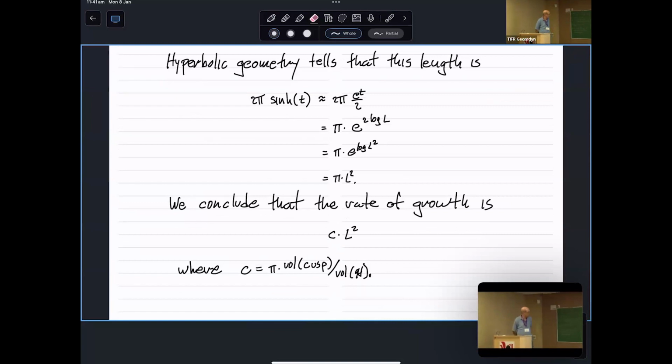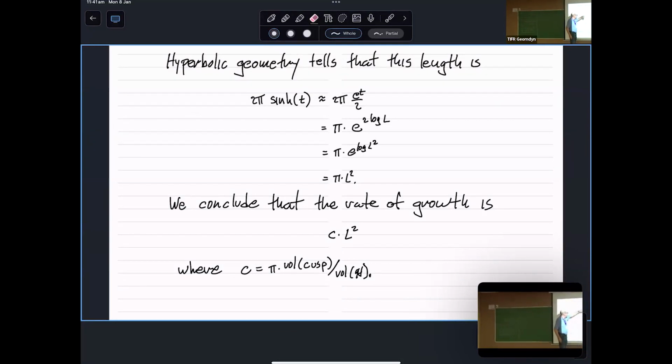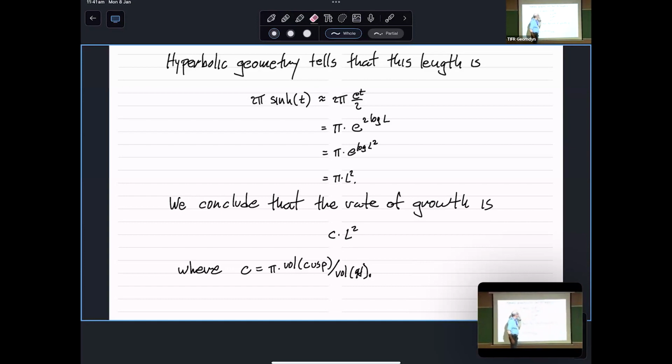Okay, so let's see. One thing we want to know is how long the circle is. Well, we look it up in formulas about hyperbolic geometry. Here it's important that we're really looking at the circle of radius t, not 2t or t over 2 or something like that. And the length of the circle is given by this trigonometric function, which is approximately 2 pi times e to the t over 2.